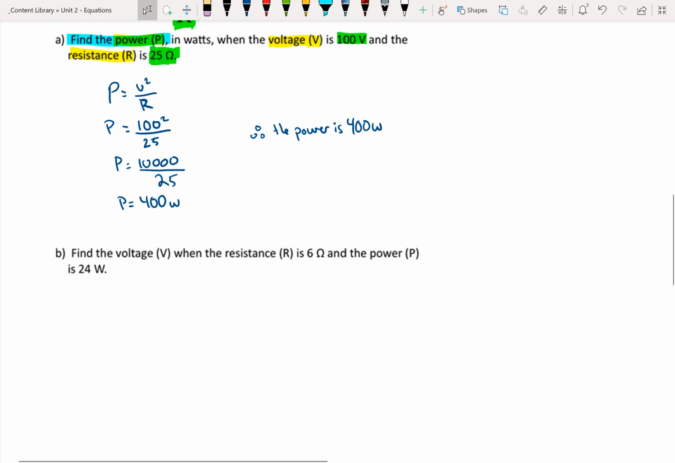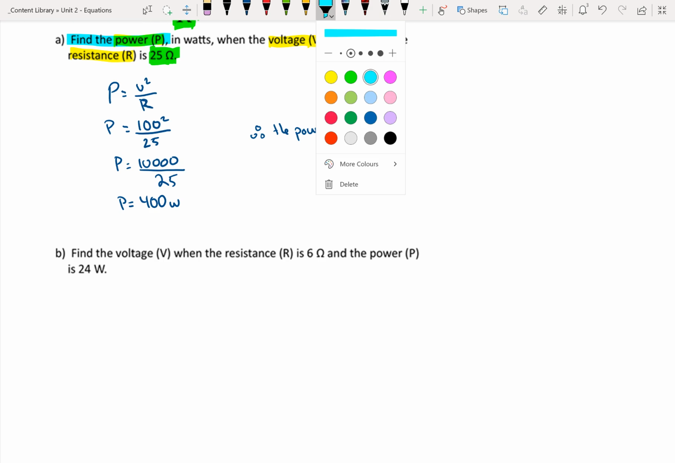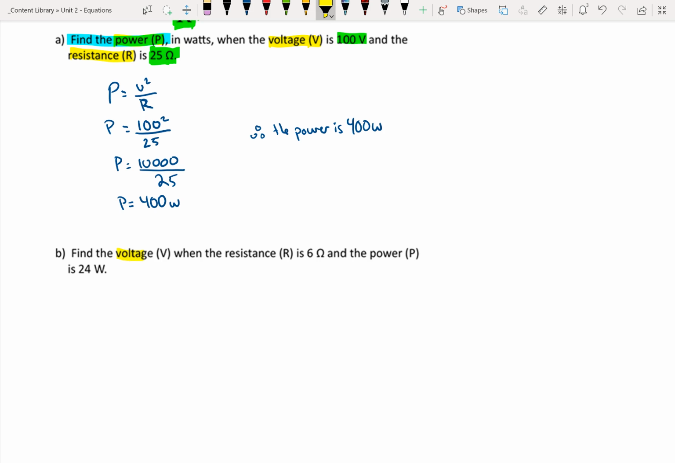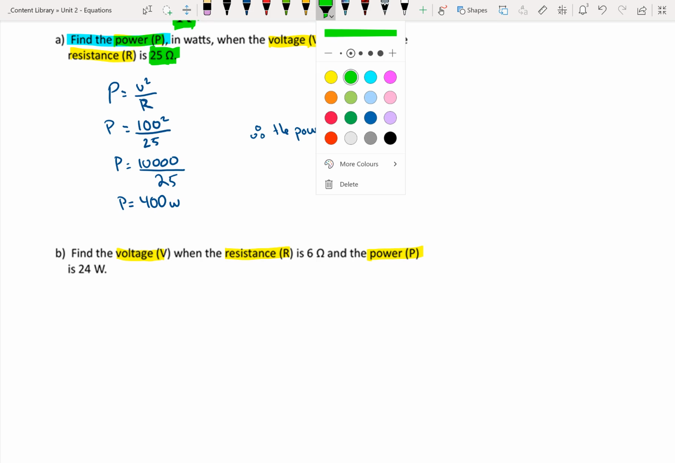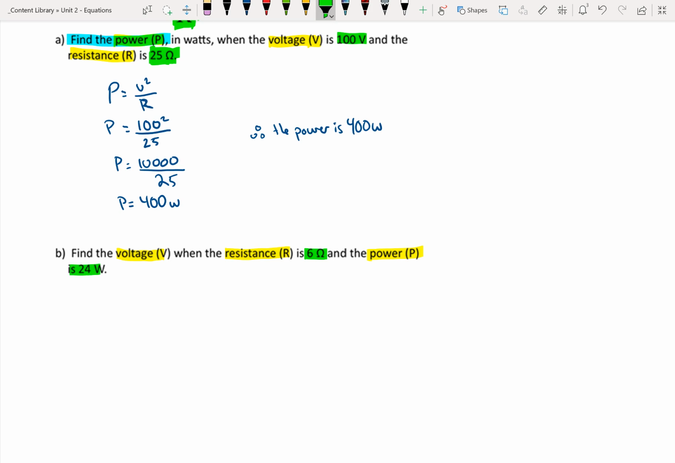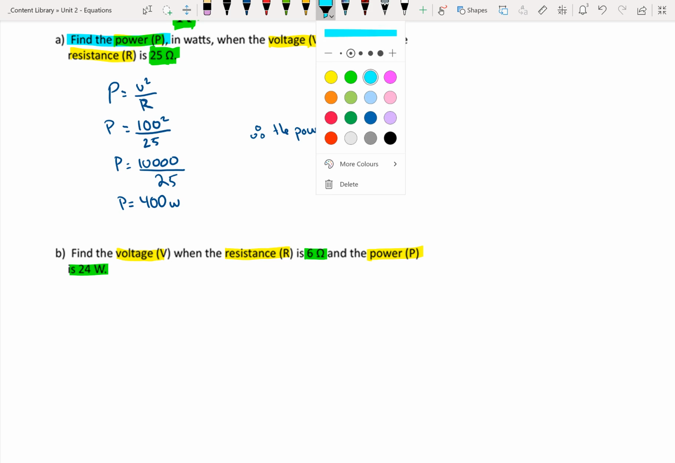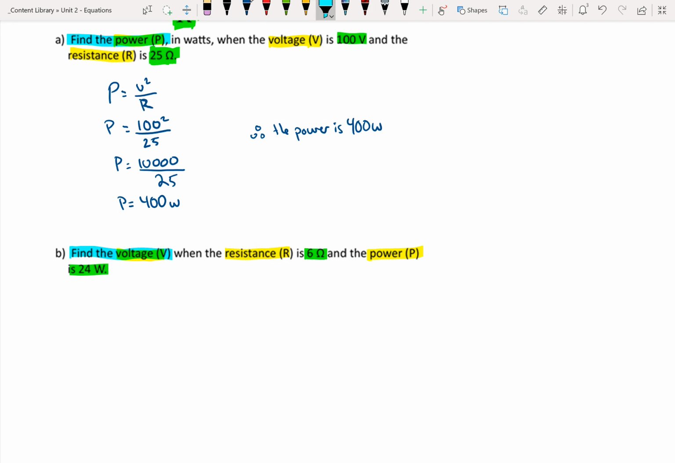B wants me to find the voltage when the resistance R is 6 ohms and the power is 24 watts. So again, same thing. I'm going to go through and highlight important information. So again, knowing what the variables represent, some given information. Well, the resistance is 6 ohms and the power is 24 watts. And again, what is the question asking? Find the voltage.